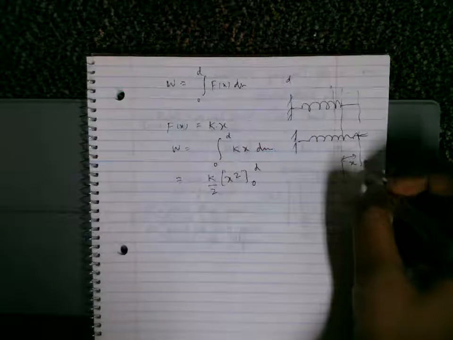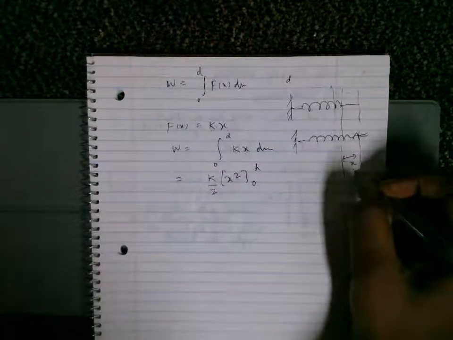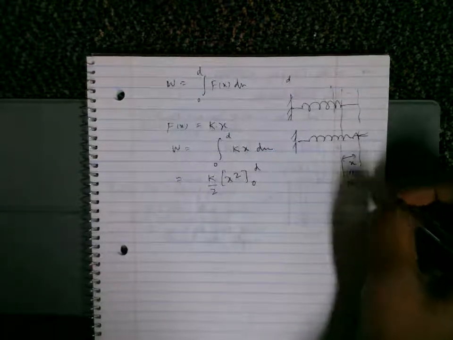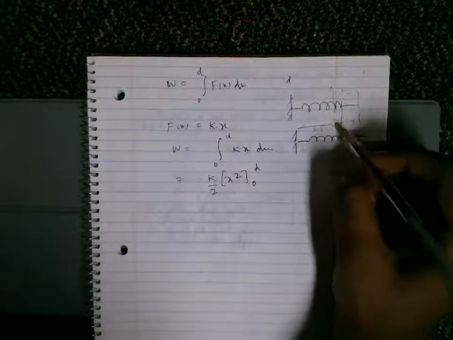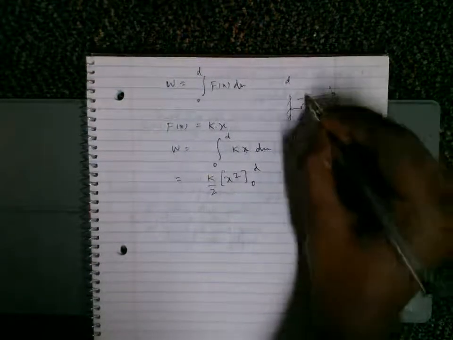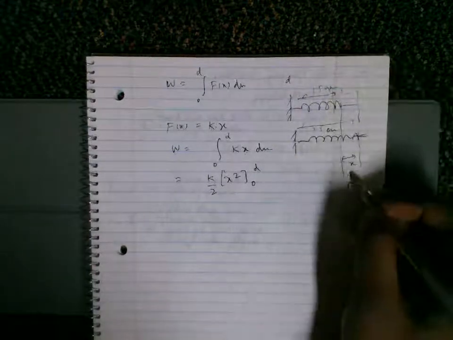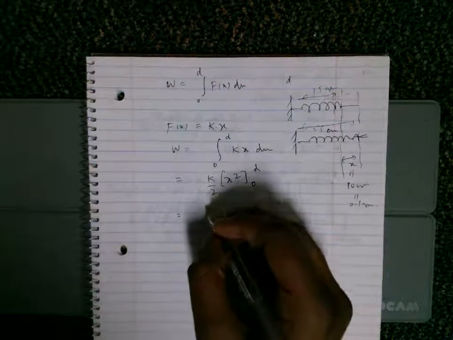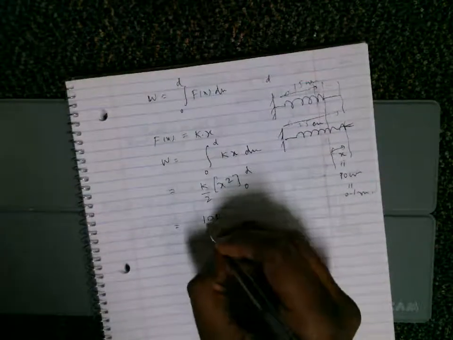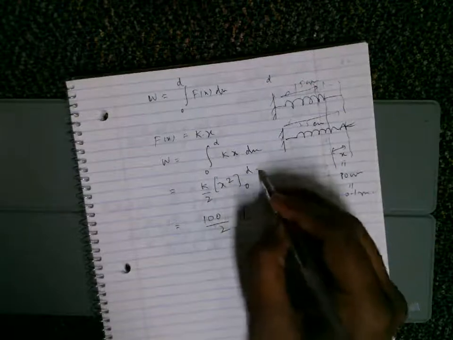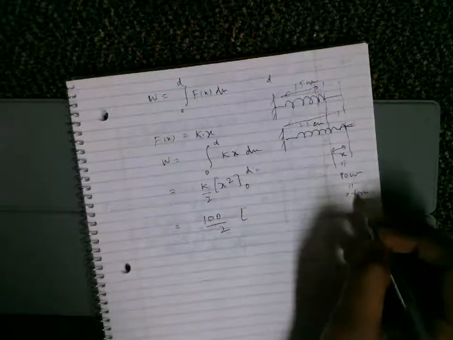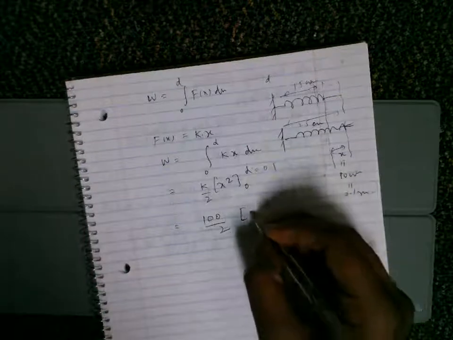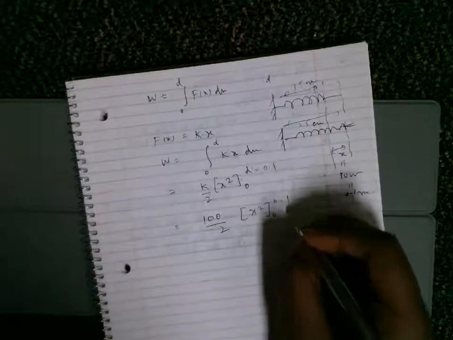So we want to find out what is the value when this is equal to 10 centimeters, because we are given that this is 25 centimeters and this is 15 centimeters, right? So this has to be 10 centimeters, which is equal to 0.1 meters. So we know the value of k. The value of k is 100 newtons per meter by 2, and d is actually this length 0.1. So this is equal to x squared from 0 to 0.1.